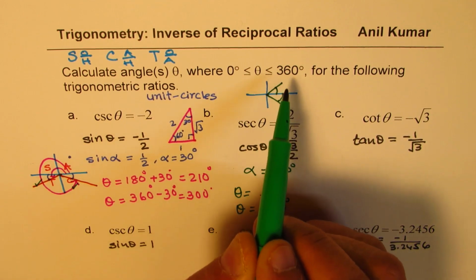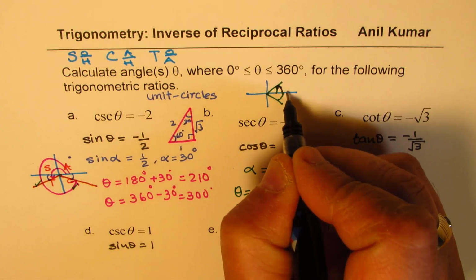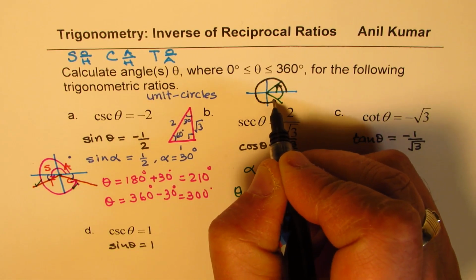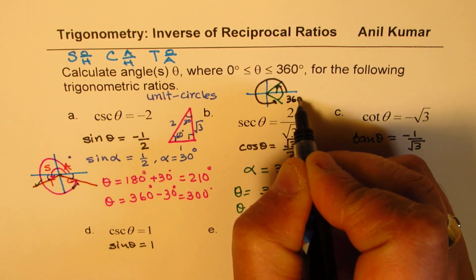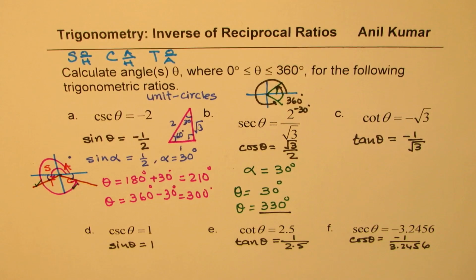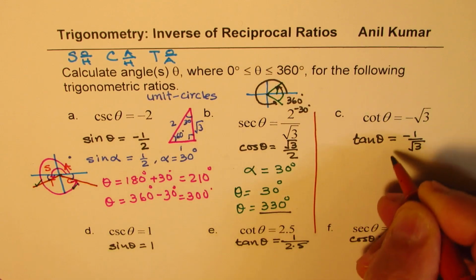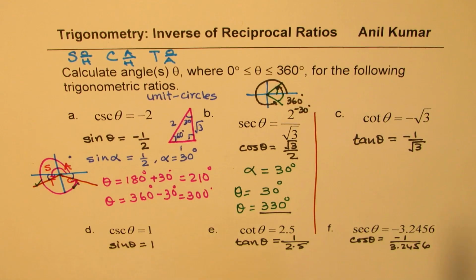0 to 360. So you have to report the angle, which is this one, which is 30, and that one, which is actually 360 degrees minus 30 degrees. So we wrote 330 degrees. Is that clear to you, right? You see how efficient it becomes, right? Let's take up the next one. By this time, you'll be an expert.